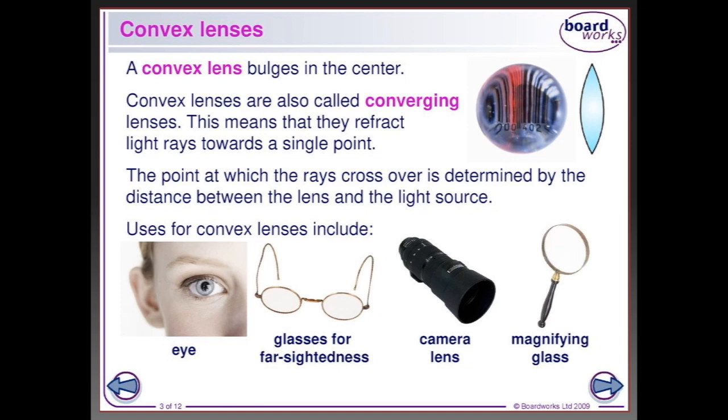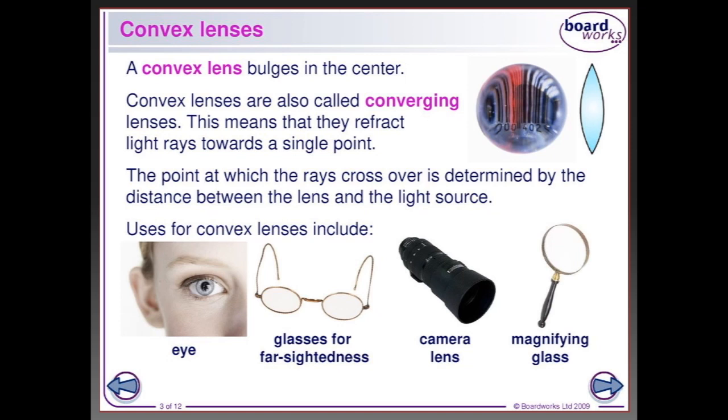Now, when the object is placed between the principal focus and the optical center, a virtual image is formed. The size of the image is larger than the size of the object. Now, what are the applications of convex lens?